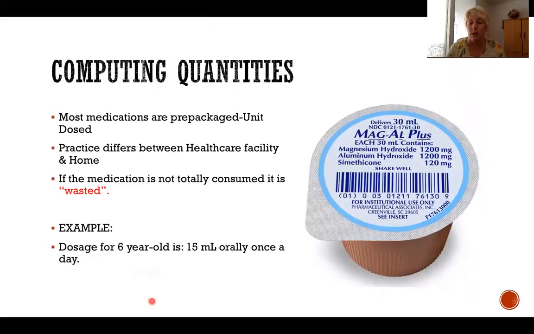This medication comes to us with 30 milliliters, and what is each of the drugs that are in there that make milk of magnesia, which is what this is, but the quantity is 30 mLs. In our example child on the screen, you're going to see that this 6-year-old needs to have 15 mLs orally once a day as a laxative.